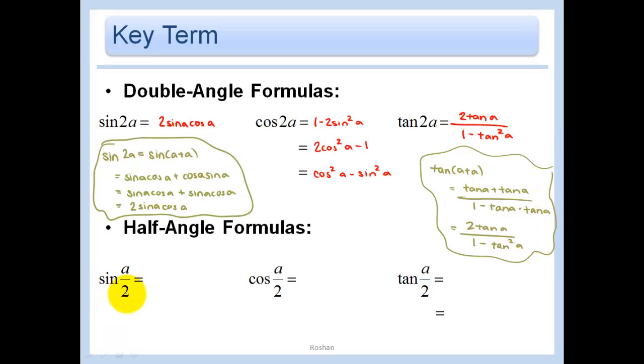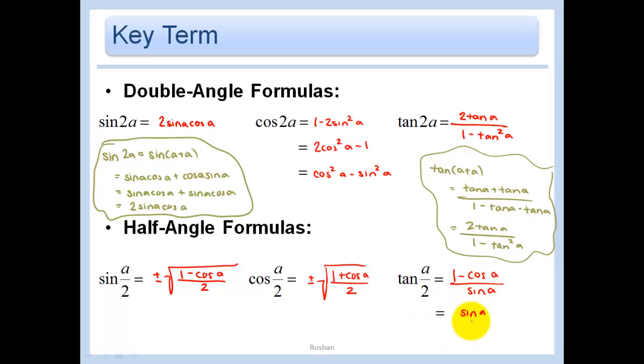And then we need to know what sine of a over 2 is. That's plus or minus root 1 minus cosine a over 2. The cosine of a over 2 is plus or minus root 1 plus cosine a over 2. So notice the one with sine has a minus, the one with cosine has a plus. And then the tangent of a over 2, you can think of it as 1 minus cosine a over sine a, or sine a over 1 plus cosine a.